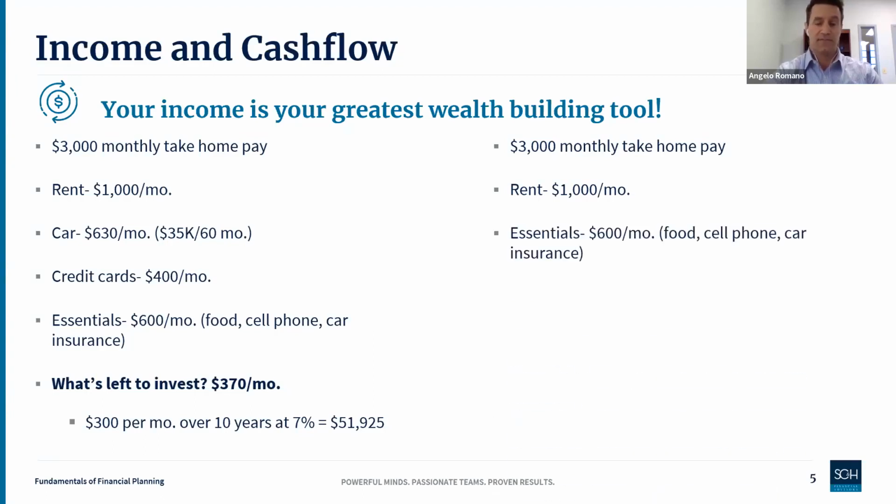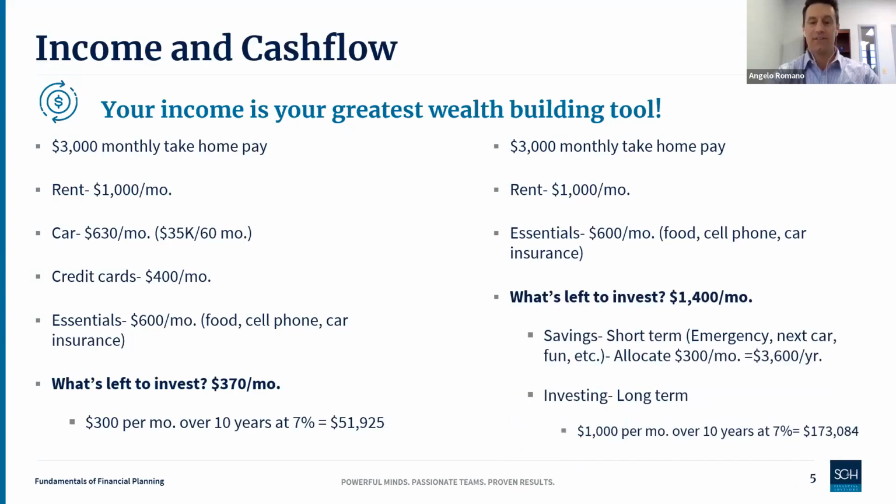So this person does have the essentials. They still have to eat. They've got to have a cell phone, insurance, whatever you want to add into those lines that are essential. But how much do they have left to invest? They have $1,400 a month. They're going to leave a buffer of about $100. They're going to put $300 into a short-term savings.